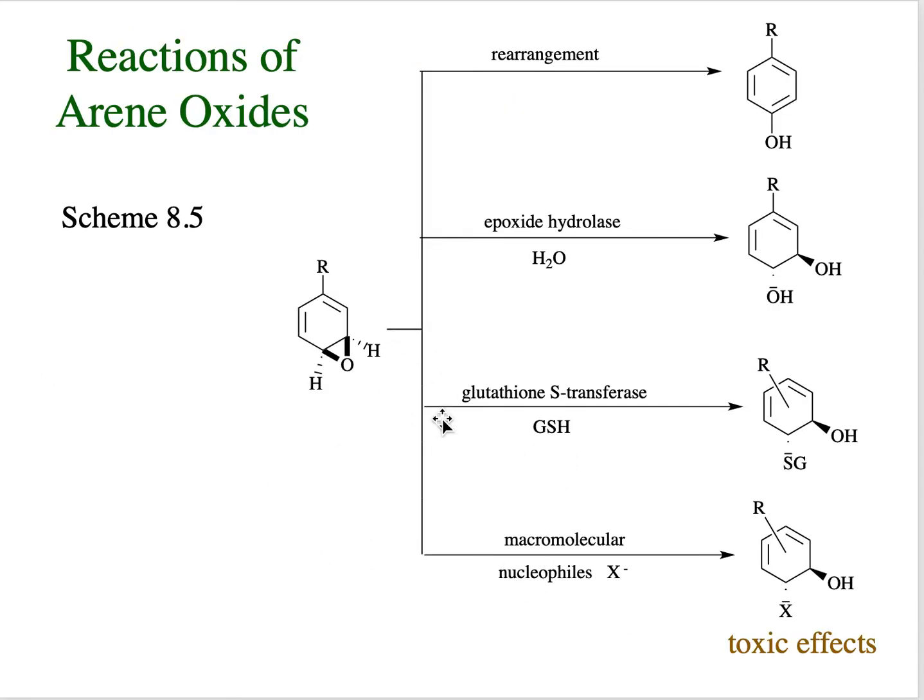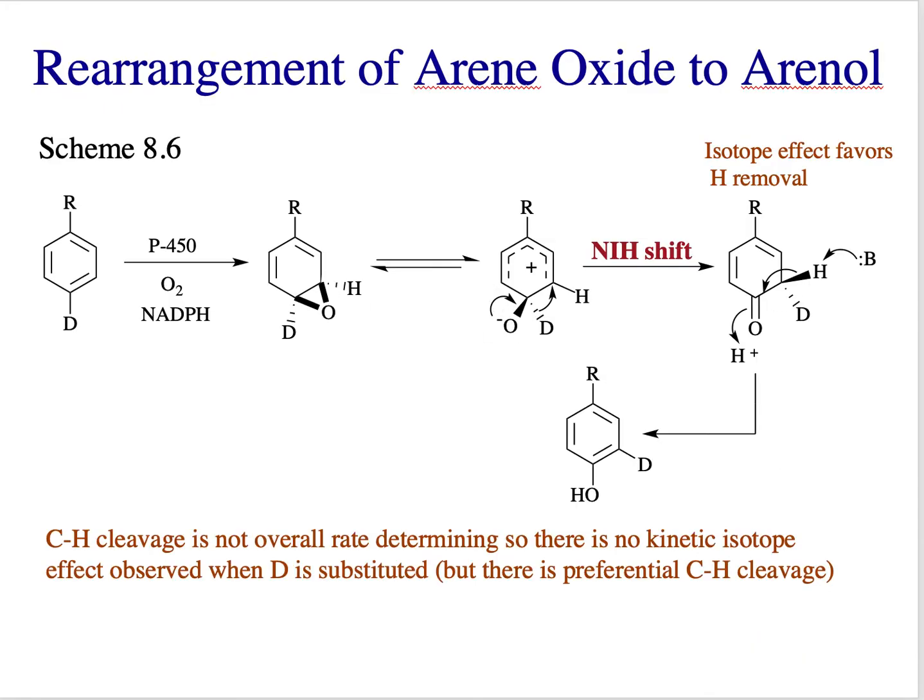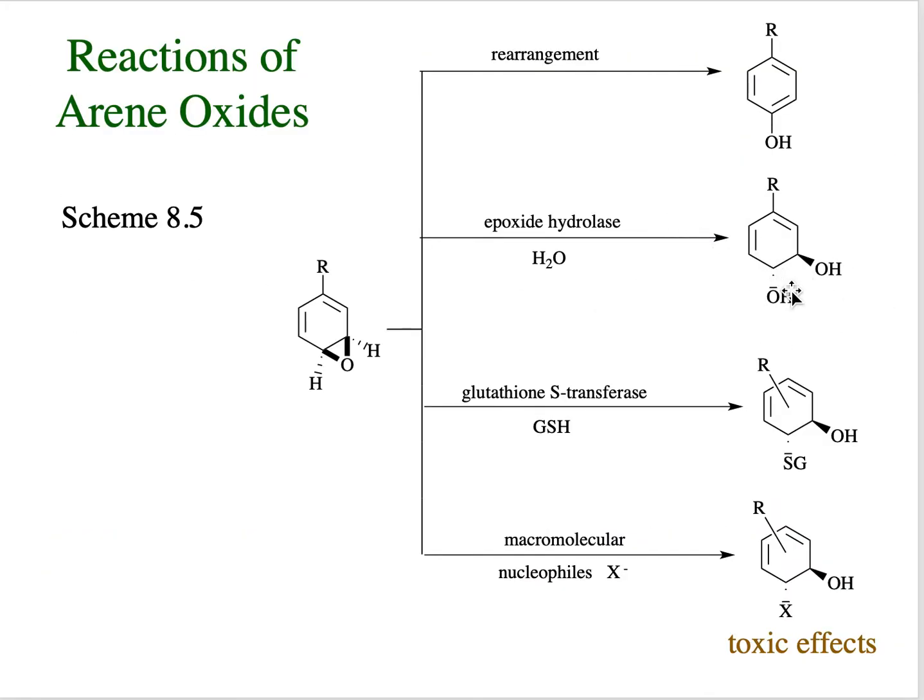And so this epoxide can do a lot of things. It can rearrange to form the phenol, right? So that gains aromaticity. It can be turned into the diol by the epoxide hydrolase. It could be turned into a glutathione S transferase adduct, homework alert. So that would be an example of phase 2 metabolism as well. It can also react with other macromolecular nucleophiles. And some of this could be phase 2 metabolism, but it could also end up being toxic effects.